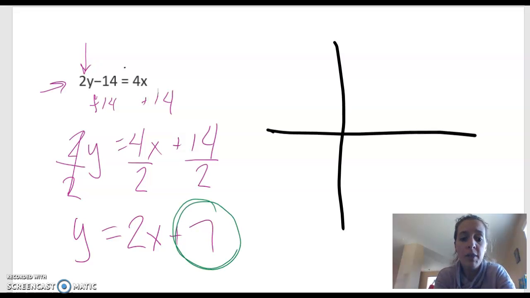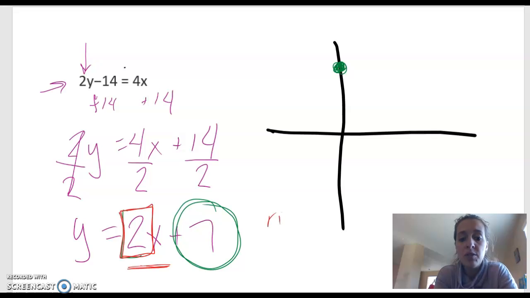I always start with the thing that doesn't have the x with it. That's my y-intercept, and here I see it's a positive 7. So I'm going to go up to a positive 7 on my graph and draw a dot. Then the next thing I do is I see this value, which is my slope, and I know that's my slope because it's the thing with my x. So from there, it's a positive 2.